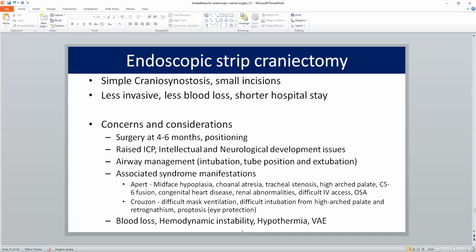Similarly, for Crouzon, difficult mask ventilation, difficult intubation from high arch palate and retrognathia, and proptosis requiring eye protection have to be considered. Apart from these, during endoscopic strip craniectomy, though the blood loss and hemodynamic instability are less as compared to the open procedure, these can occur along with hypothermia and air embolism, and this should be kept in mind during anesthesia services for endoscopic strip craniectomy.